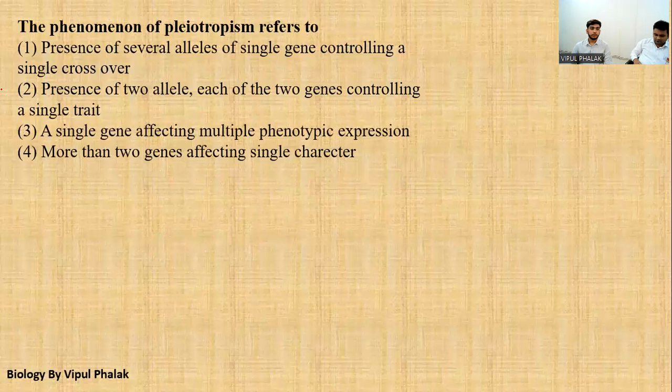Next question. The phenomenon of pleiotropism refers to. So we know that pleiotropy is a condition where a single gene controls two or more traits. So from the options, we can see that the third option matches our definition, that a single gene affecting multiple phenotypic expressions. So third is our correct option.